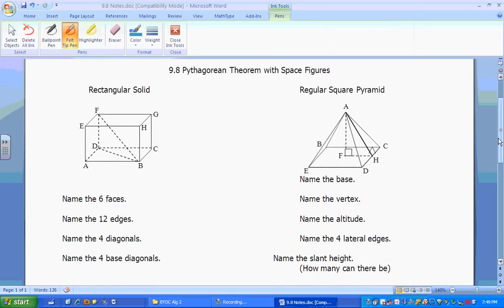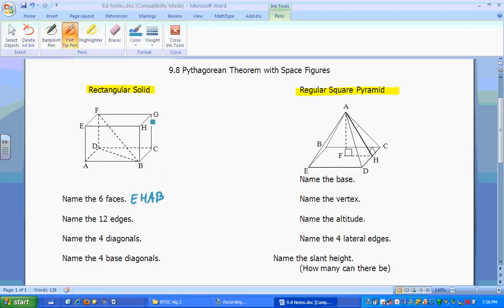All right, so first off, we're looking at two things. We're going to be looking at rectangular solids and then regular square pyramids. So in a rectangular solid, let's name it. First off, what do we have? We can name it by its faces. Well, first off, you should see 6 faces. You should see that E, H, A, B is a face here.